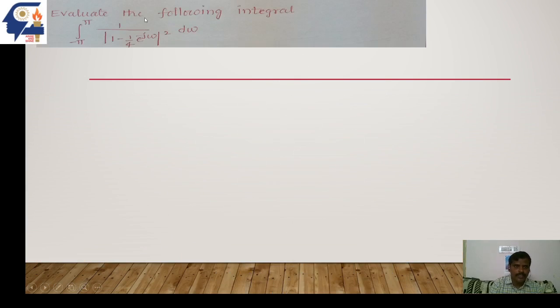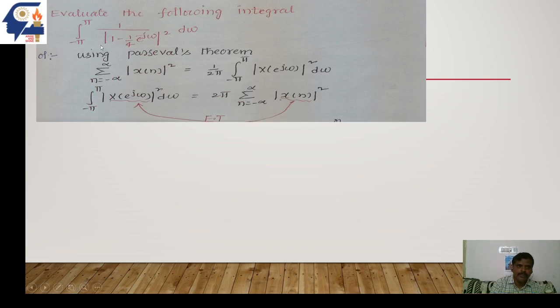Last problem we will see. Evaluate the following integral. This question is based on the Parseval's theorem. We know Parseval's theorem, the energy density is equal to 1 by 2 pi integral minus pi to pi mod capital X of e power j omega whole square d omega. Now send this 2 pi to the left side, you will get this one. Now this x of n, if I apply Fourier transform only for this x of n, that equal to X of e power j omega.